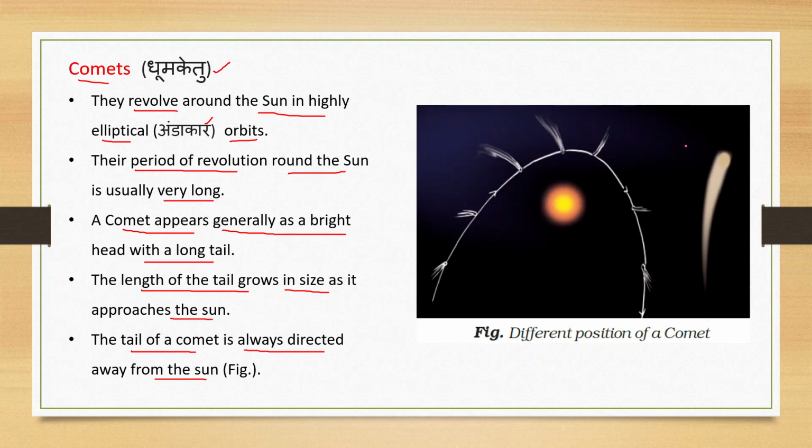See this diagram. This is the head of the comet and this is the tail. And this represents the elliptical orbit of this comet. When it revolves around the sun, as it comes near the sun, its tail will become longer, okay? And the tail will always stay away from the sun and the head will stay near the sun. Clear?